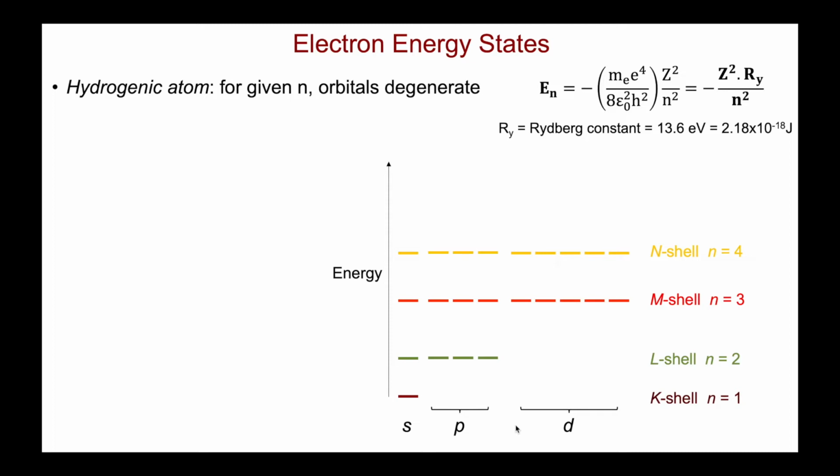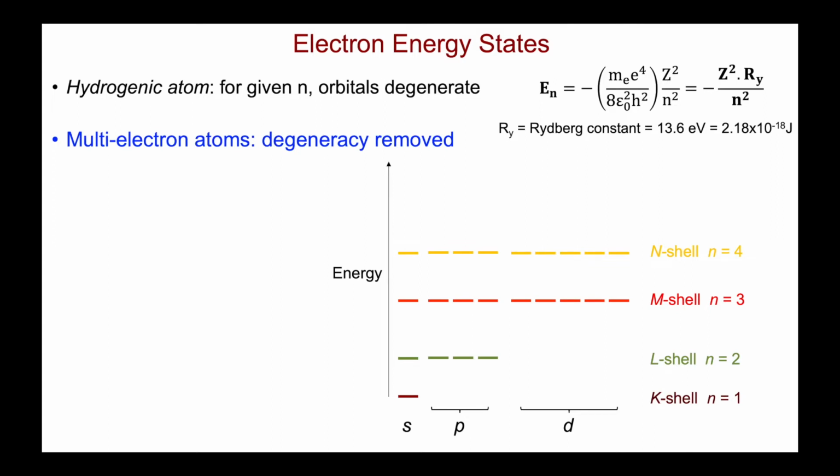And so as the value of n increases, the energy also increases. For a hydrogenic type atom, let's consider for example the so-called M shell with the principal quantum number n equals 3: the 3s, the three 3p's, and the five 3d orbitals all have the same energy.